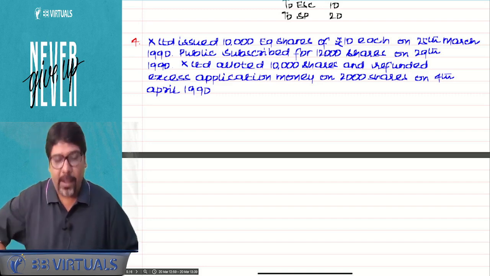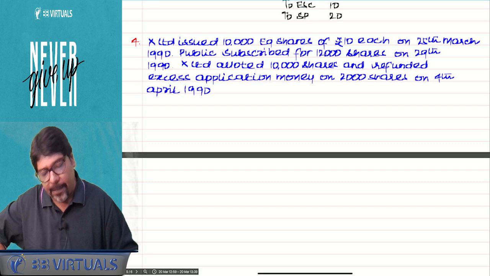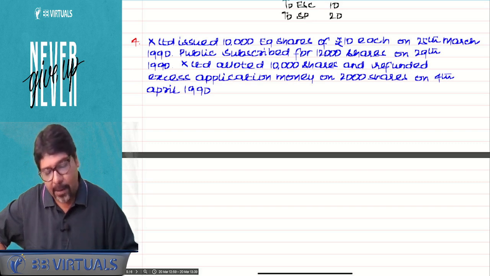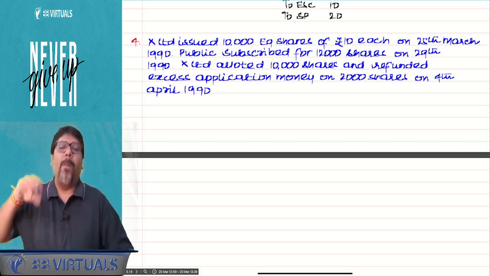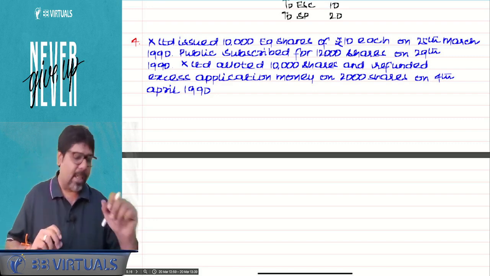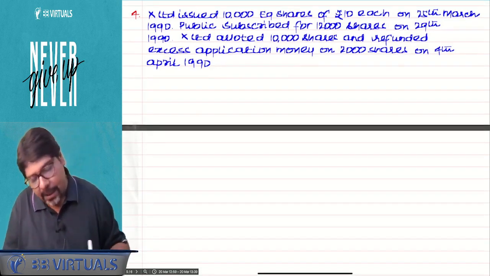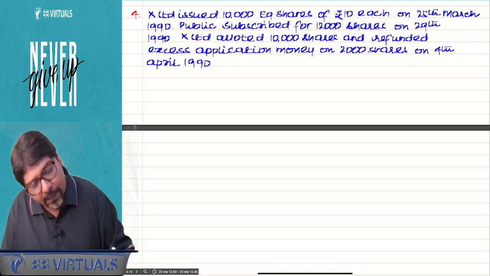My question is, X Limited issued 10,000 shares of rupees 10 each on 25th of March and the public subscribed for 12,000 shares on 29th March. When did the company receive money? The company received money on 29th of March. Exactly. So 29th of March.